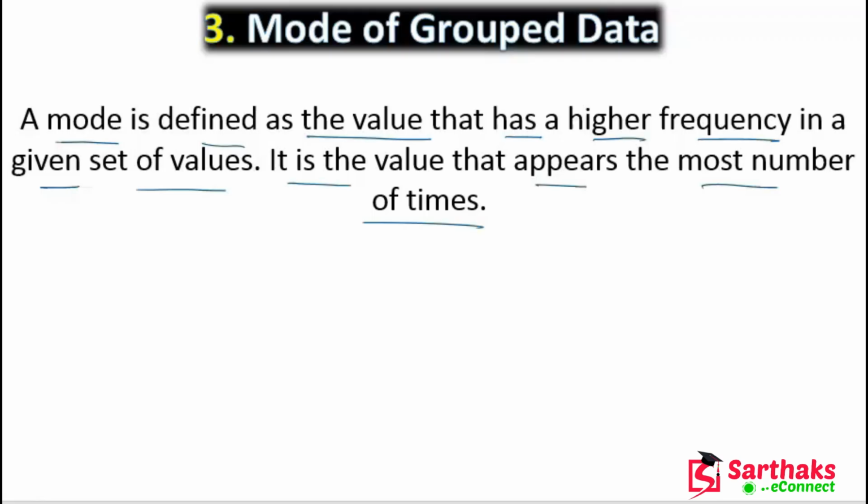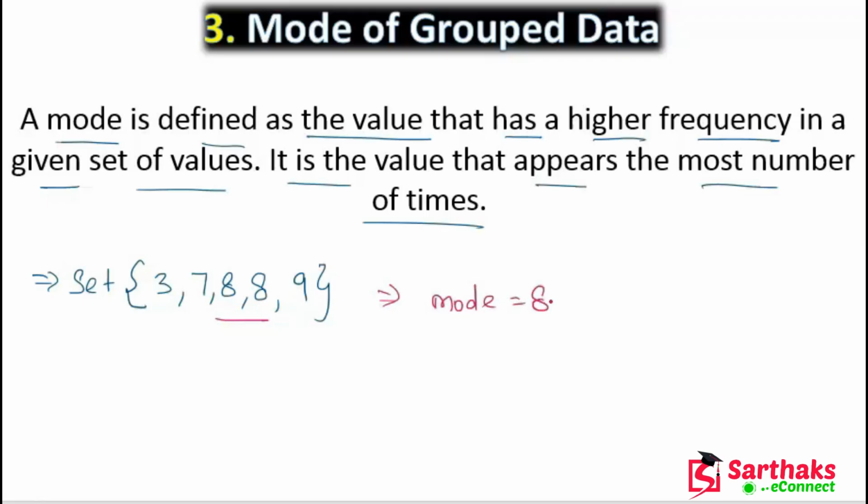For example, let's suppose we have a set like this: 3, 7, 8, 8, 9. We have to find the mode. If you observe this set, there are two 8s, meaning 8 is repeated 2 times. So we can say that the mode is 8. For a finite number of observations, we can easily find the mode.